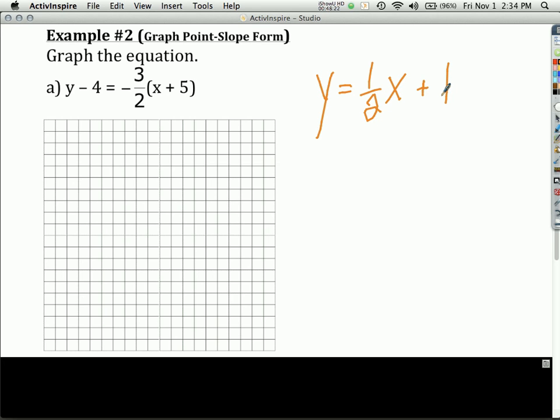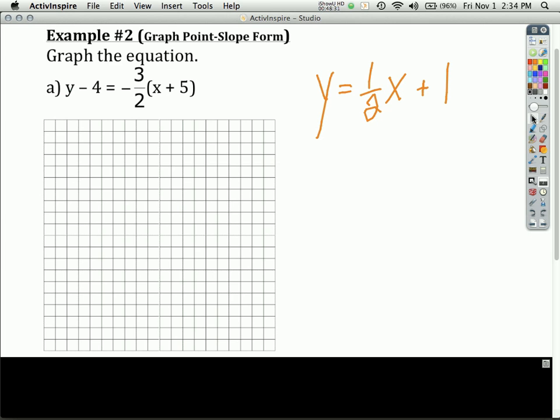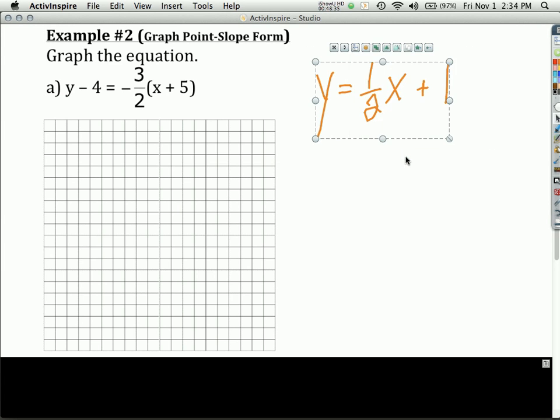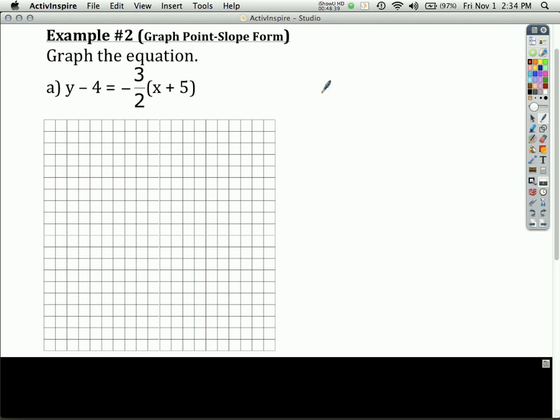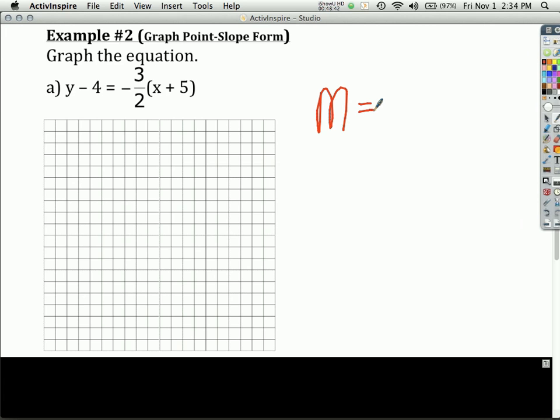To graph, we need a starting point. So we still need a starting point with this. It's just going to be different than the y-intercept. So we still need the same information to graph. We need, now you can write along with me, we need the slope and we need the point. This time, instead of the point being written as an ordered pair, now we have to pull it out of the equation.